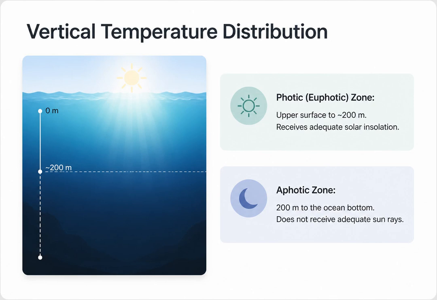Moving from horizontal to vertical distribution, we look at how temperature changes with depth. The ocean is broadly divided by light penetration. The photic or euphotic zone extends from the surface down to about 200 meters. This layer absorbs almost all the solar insolation, making it the warmest. Below 200 meters lies the aphotic zone, stretching all the way to the ocean floor. This deep zone receives virtually no sunlight, making it significantly colder.